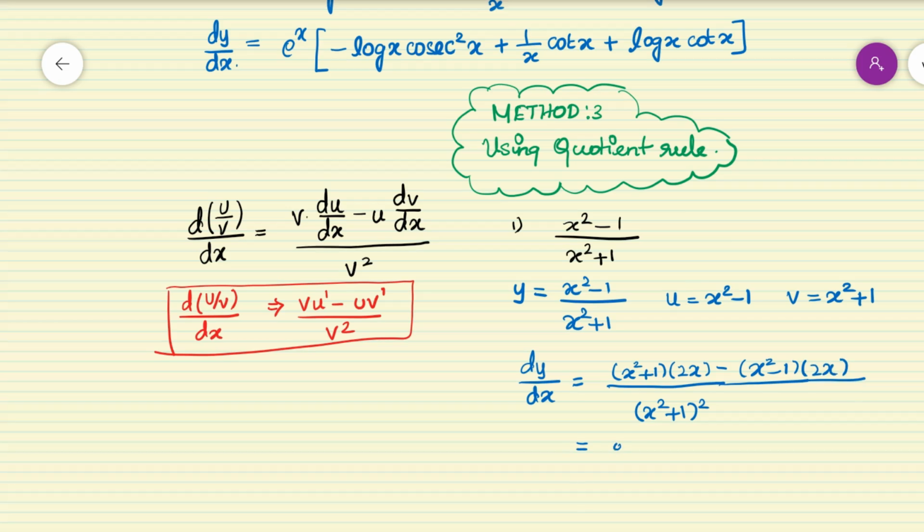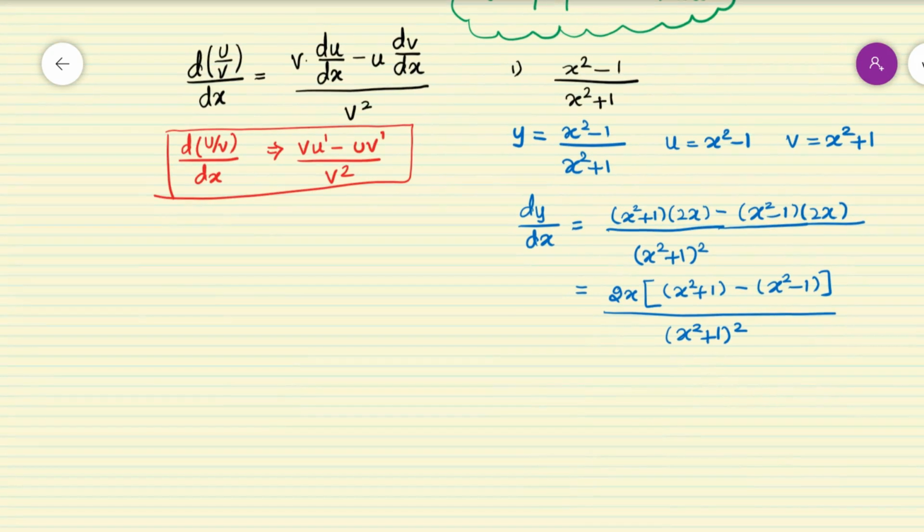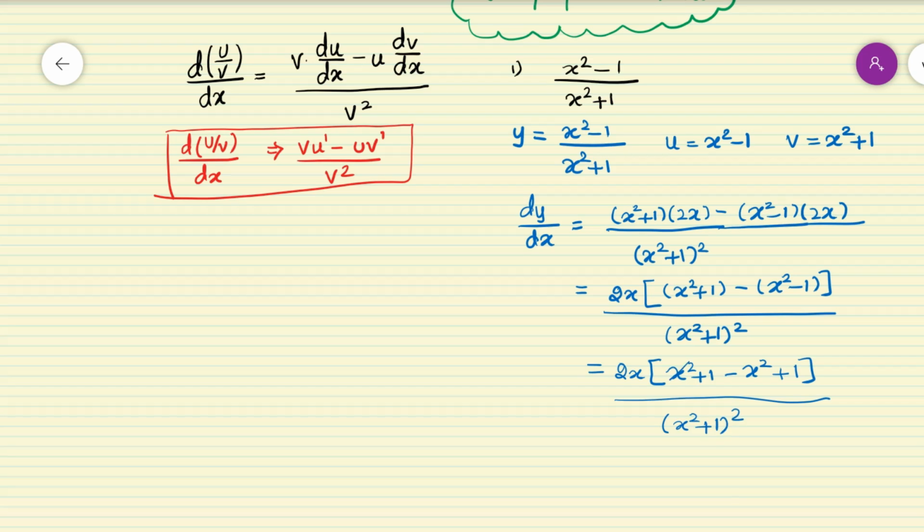Next, keeping v you have to differentiate u. So v is x square plus 1, and when you differentiate u, you will get 2x, minus, you have to find the differentiation of v, x square minus 1 into 2x. The next steps are just simplification. When you simplify, you will find the answer.